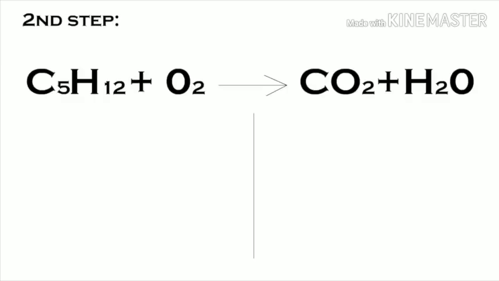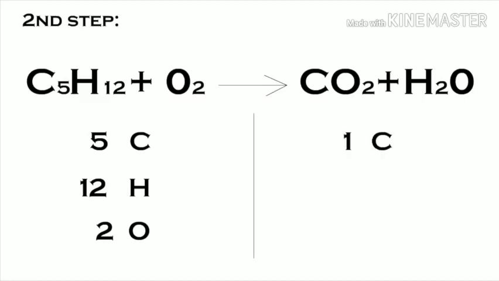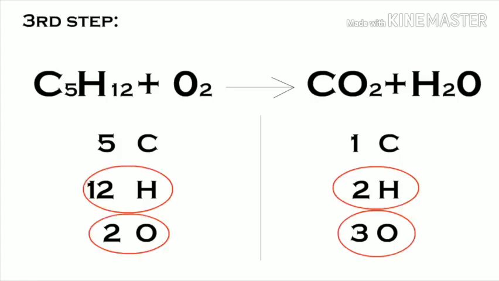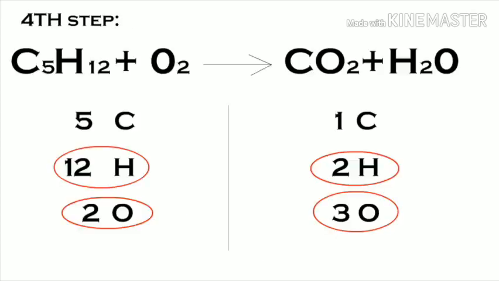Second step, write down the number of atoms for each element. Do this on both sides. For example, here we have 5 carbon, 12 hydrogen, and 2 oxygen on the left side. On the right side, we have 1 carbon, 2 hydrogen, and 3 oxygen. Third step. Since oxygen and hydrogen are used the most on both sides, we save them for last.